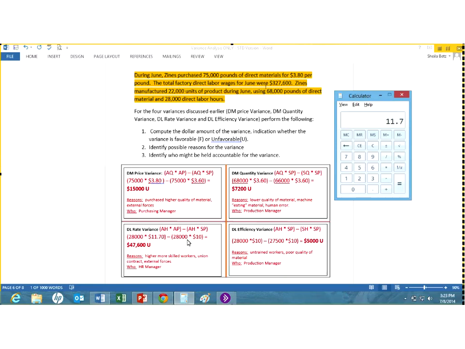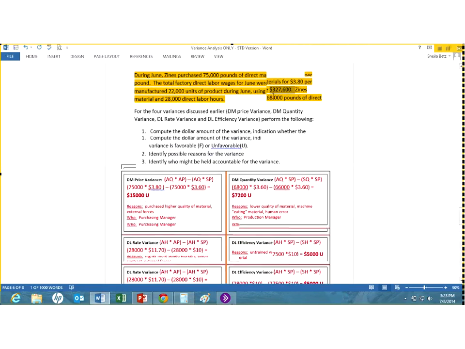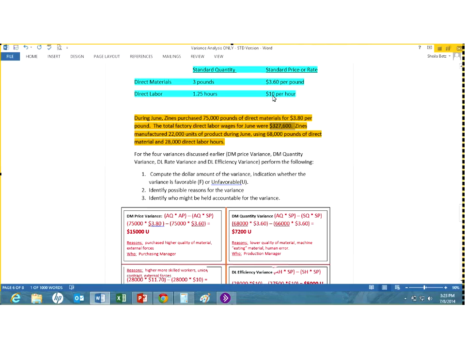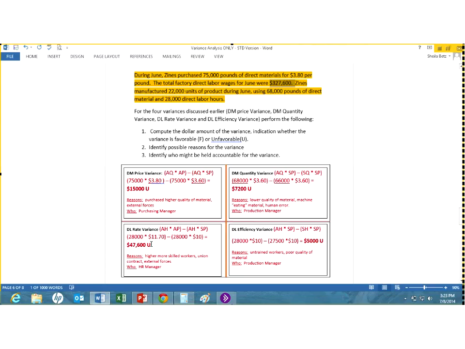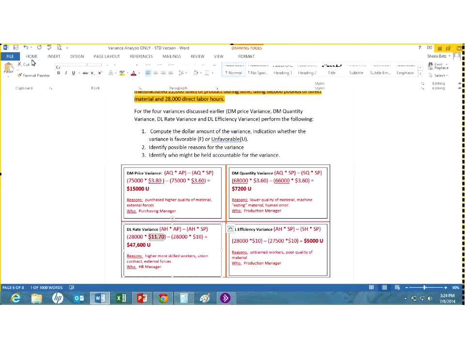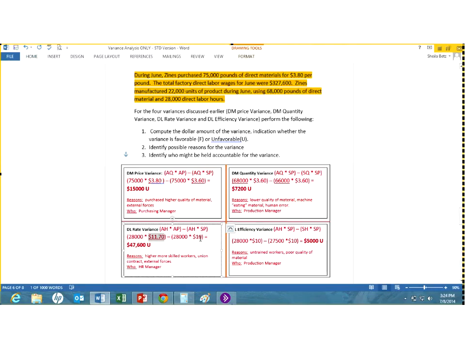Then I'm going to subtract the actual hours at 28,000 times the standard price of $10 per hour. That standard price of $10 per hour is coming up here in the blue area. If I work that formula through, I get $47,600, which is unfavorable. Why is it unfavorable? Because we're comparing the rates. They paid $11.70 when they had only expected to pay $10. So they paid more than what they had expected, so that's unfavorable.